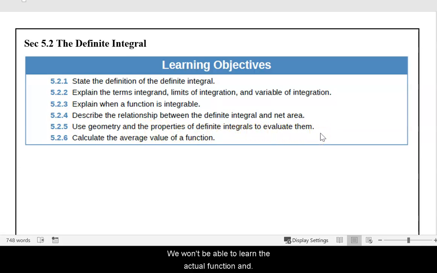We won't be able to learn the actual function and properties for evaluating a definite integral until the next section when we cover the fundamental theorem of calculus. The final thing we'll look at is what it means to have an average value of a function over a closed interval. Let's get started.